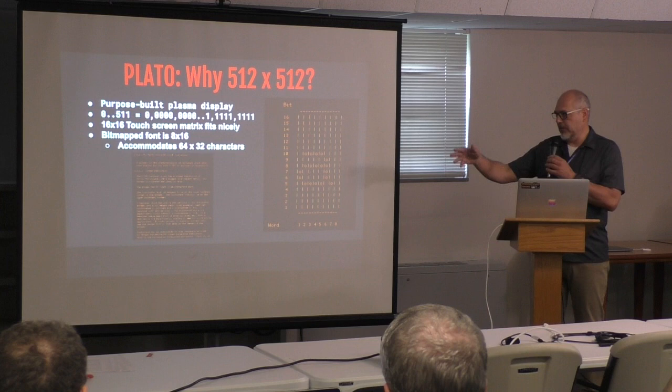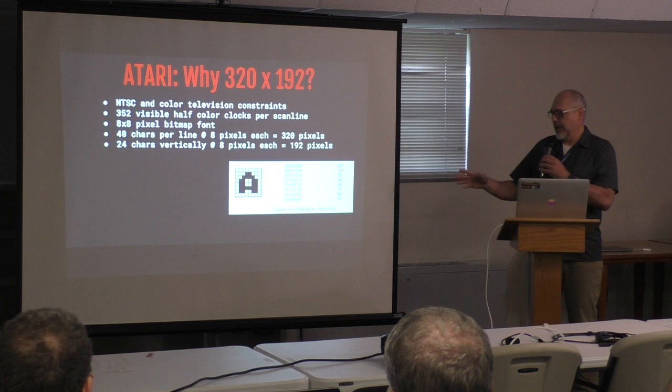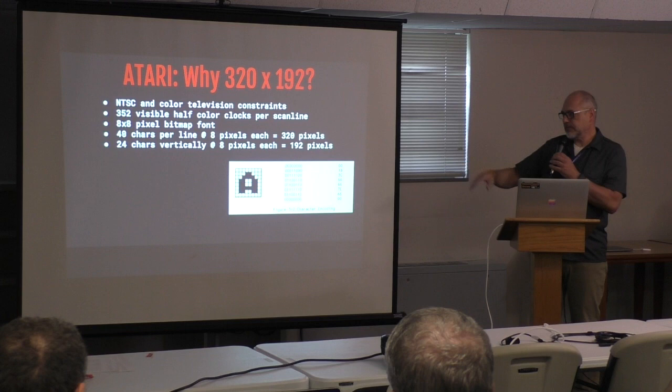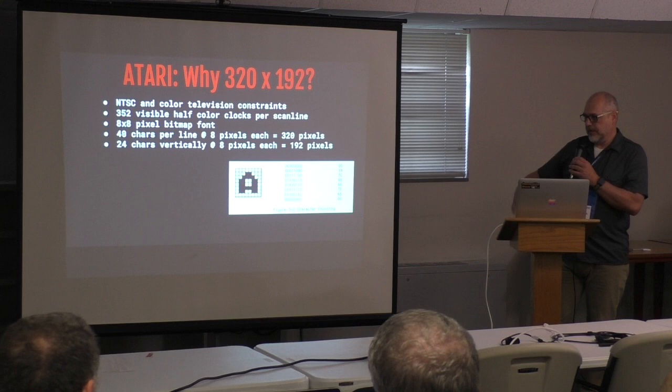So why did the Atari have a 320 by 192? It was really constrained by the NTSC signal, which, you know, goes back to the 50s. And so the TV would allow 352 visible half clocks. That's basically a pixel. If you take the Atari's 8 by 8 bitmap, 40 of those across is 320, and 24 lines of that is 192.